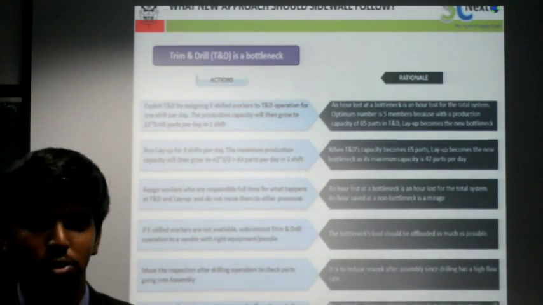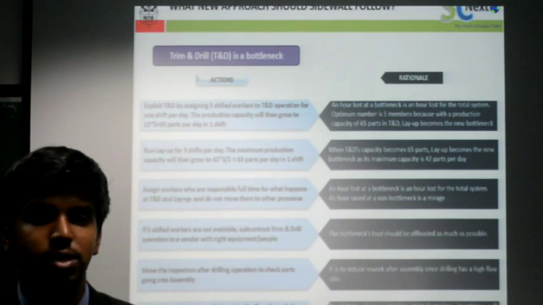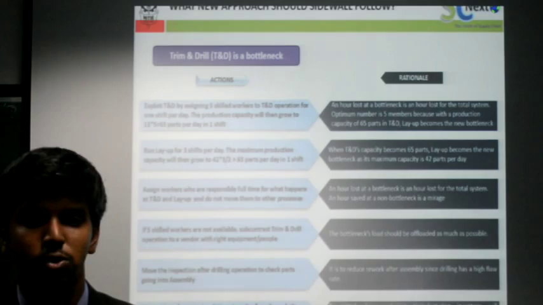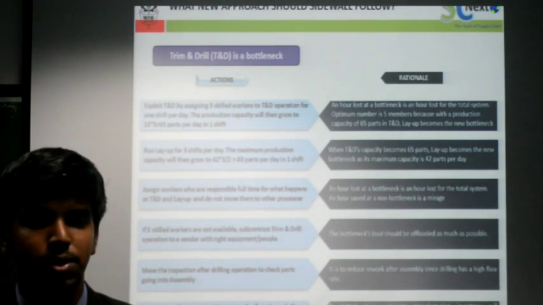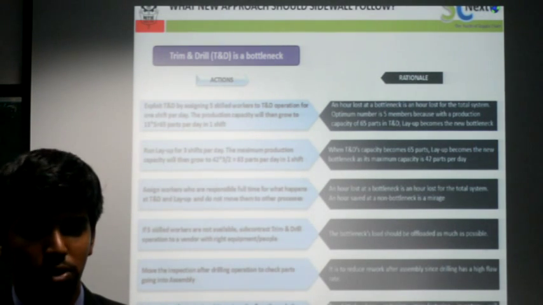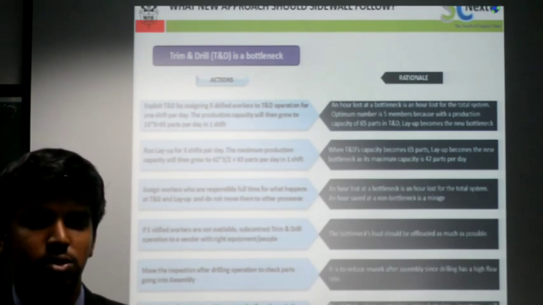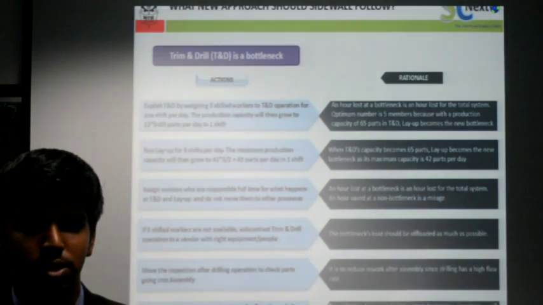The next scenario is, what if trim and drill is a bottleneck? Here again, we exploit the trim and drill operation by assigning 5 skilled workers for 1 shift per day to trim and drill. The production capacity will then grow to 65 parts per day in 1 shift. Once we have done that, the layup becomes the new bottleneck, and we run it for 3 shifts to increase its capacity to 63 from 42, which is the current production rate.